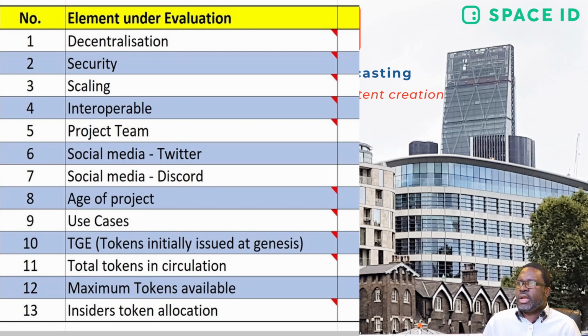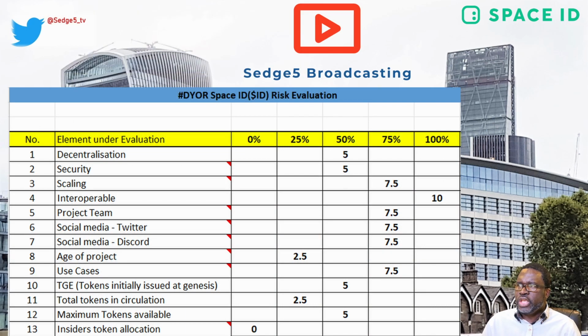So starting with decentralization, it's 5 points out of 10. On security, we gave 5 points out of 10. Scaling, 7.5 points out of 10. Interoperability, 10 points out of 10. The project team, 7.5 points out of 10. Social media presence via Twitter, 7.5 points out of 10. Via Discord, 7.5 points out of 10. Age of the project, 2.5 points out of 10. Use cases, 7.5 points out of 10.